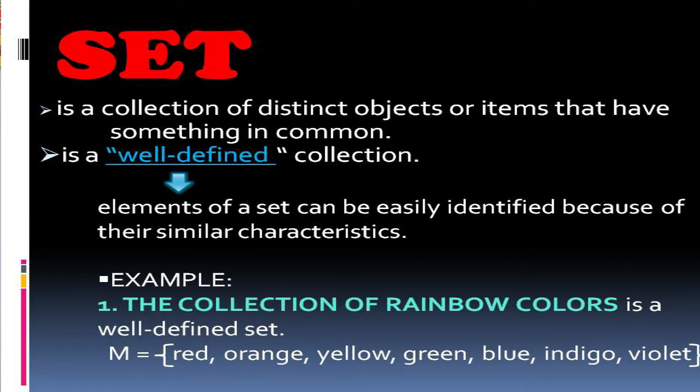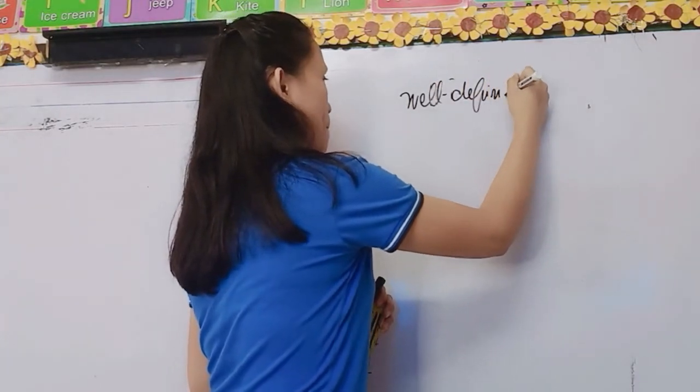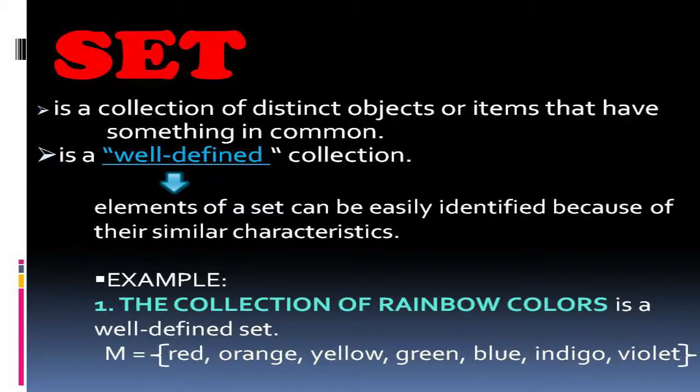When we say well-defined, meaning to say, the elements can be easily identified because of their similar characteristics. An example of a well-defined set is the collection of rainbow colors. So, when can we say that a collection or a set is a well-defined set?